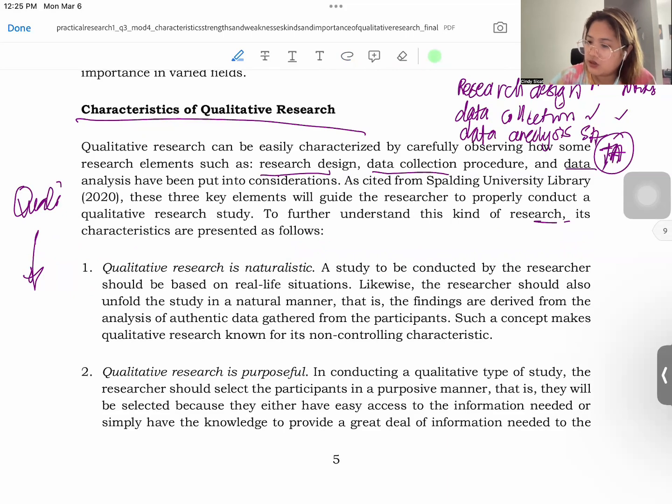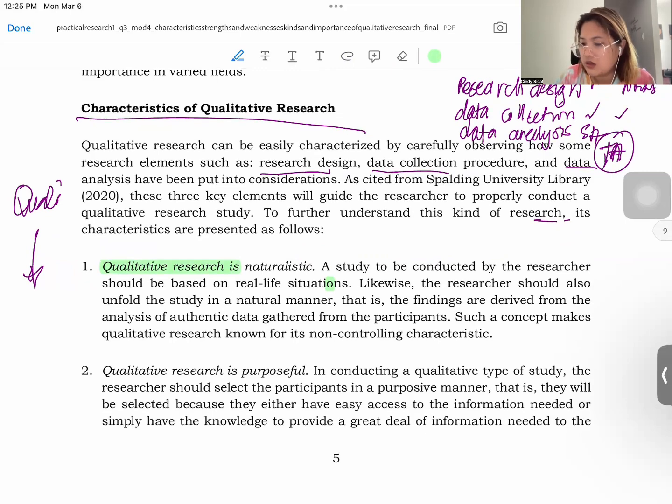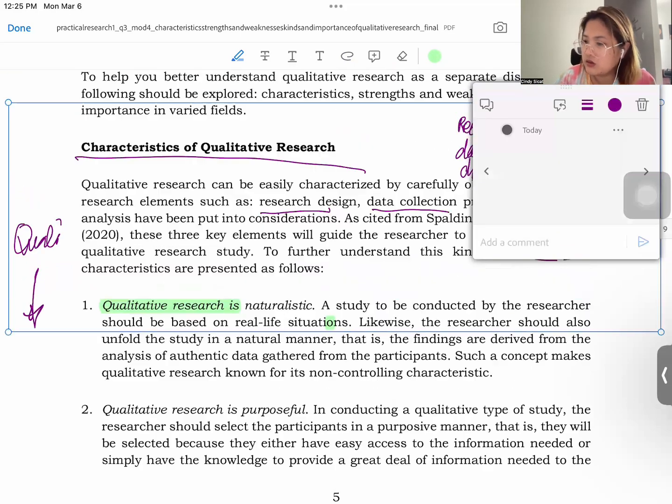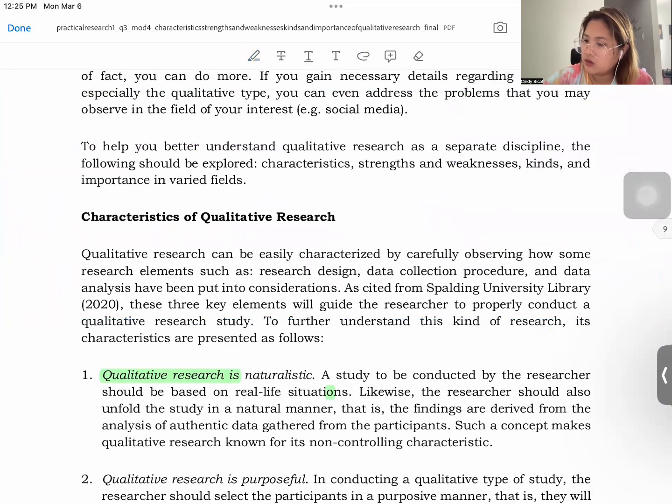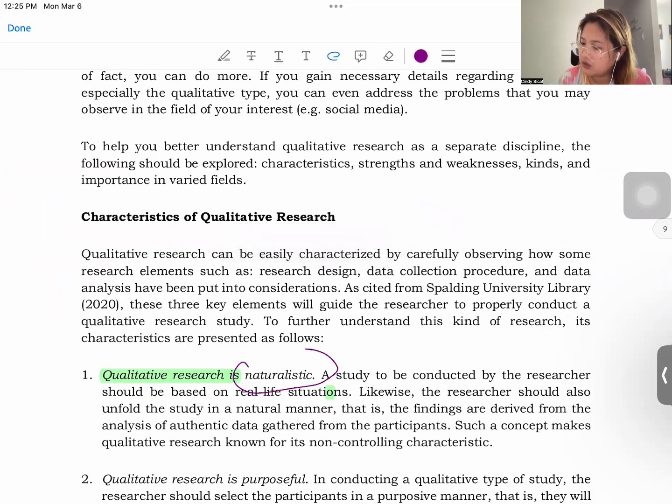Qualitative research is naturalistic. So what do we mean by that? When we say naturalistic, it is conducted by the researcher in real-life situations. Real-life situations, so natural.